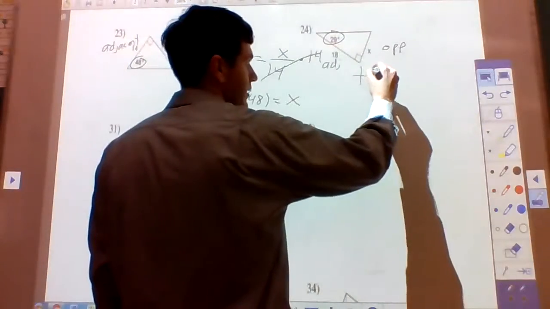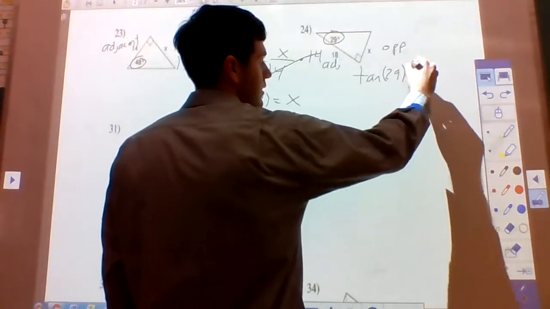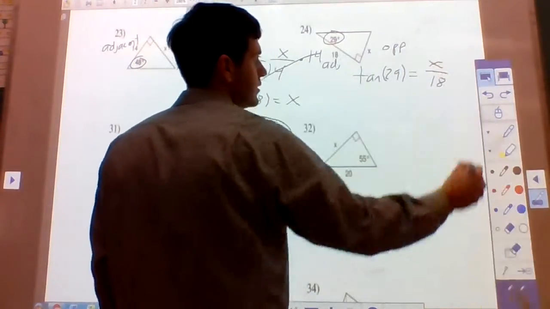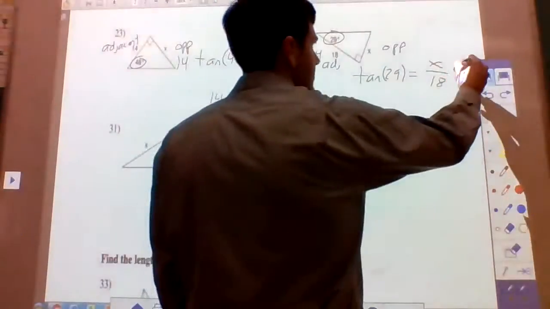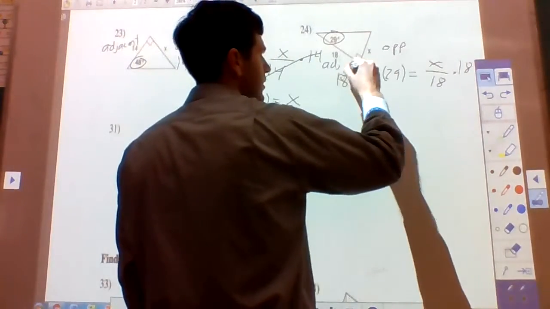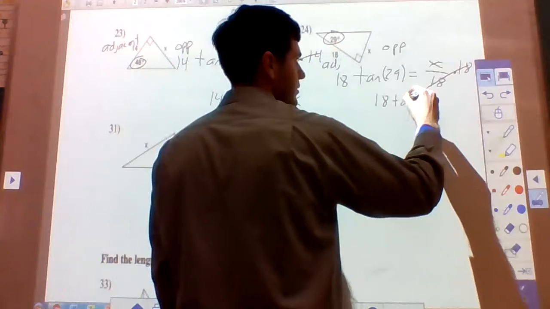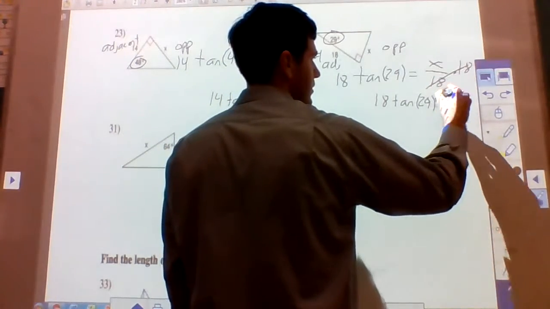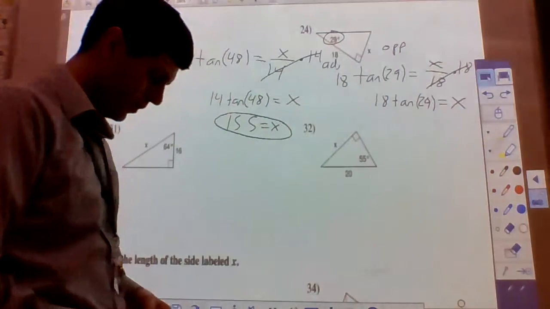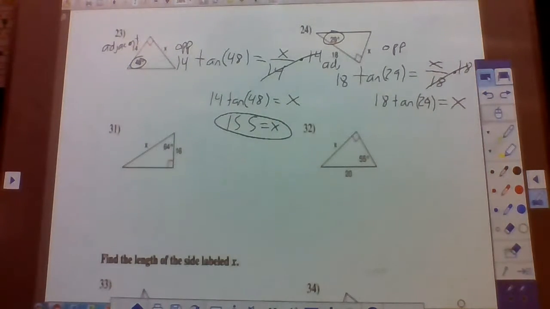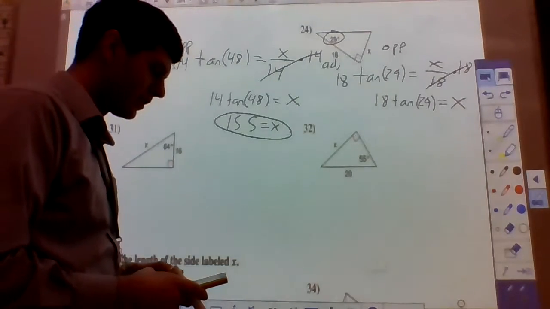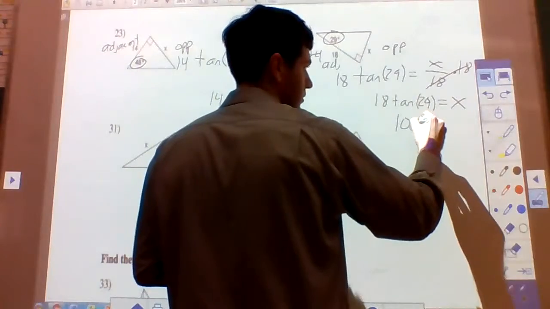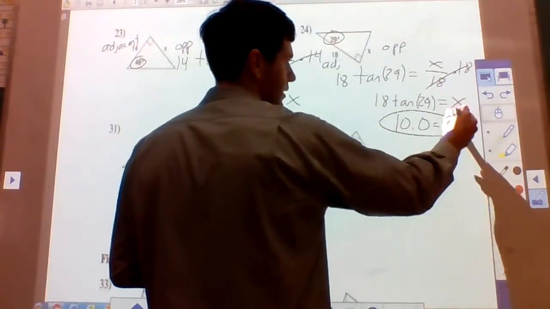So tangent of 29 is going to equal x over 18. Multiply both sides by 18. That cancels. 18 times the tangent of 29 equals x. So 18 times tangent of 29 is 9.97. So that's going to be 10.0, 10.0 if we round to the tenths place.